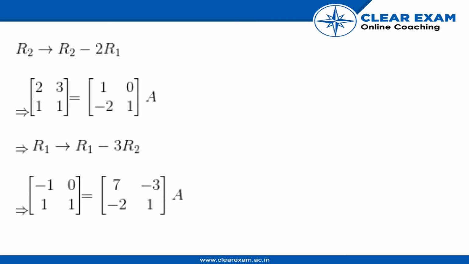Now we'll multiply row 2 with 3 and subtract it from row 1. After multiplying row 2 with 3, we'll get 1 into 3 is 3, 1 into 3 is 3, and minus 2 into 3 is minus 6, 1 into 3 is 3. Now after subtracting it from row 1, we'll get 2 minus 3 is minus 1, 3 minus 3 is 0, and 1 plus 6 is 7, 0 minus 3 is minus 3. So the resulting matrix will be [-1, 0; 1, 1] is equal to [7, -3; -2, 1] into A.